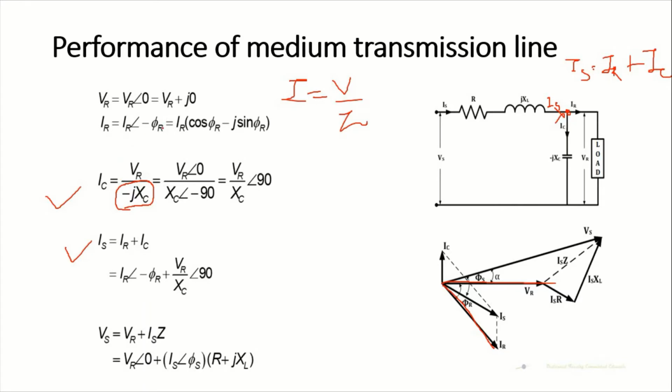The value of IR is IR angle minus phi R, and the value of IC is VR by XC angle 90. Clear? Now the sending end voltage Vs is equal to VR plus Is into Z, where Z is equal to R plus jXL. Clear? So VR is equal to VR angle 0, Is is equal to Is angle phi S, and Z is equal to R plus jXL.